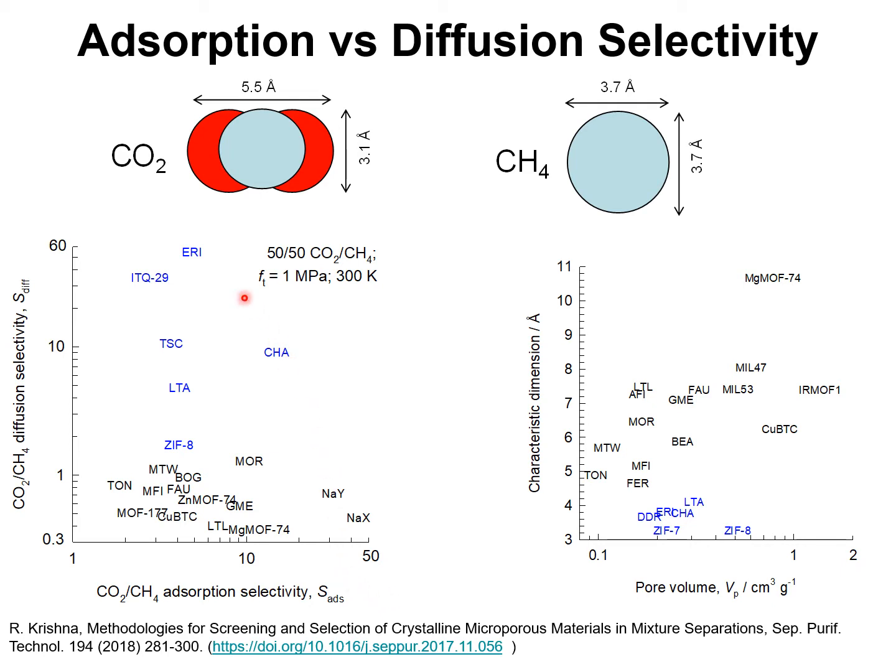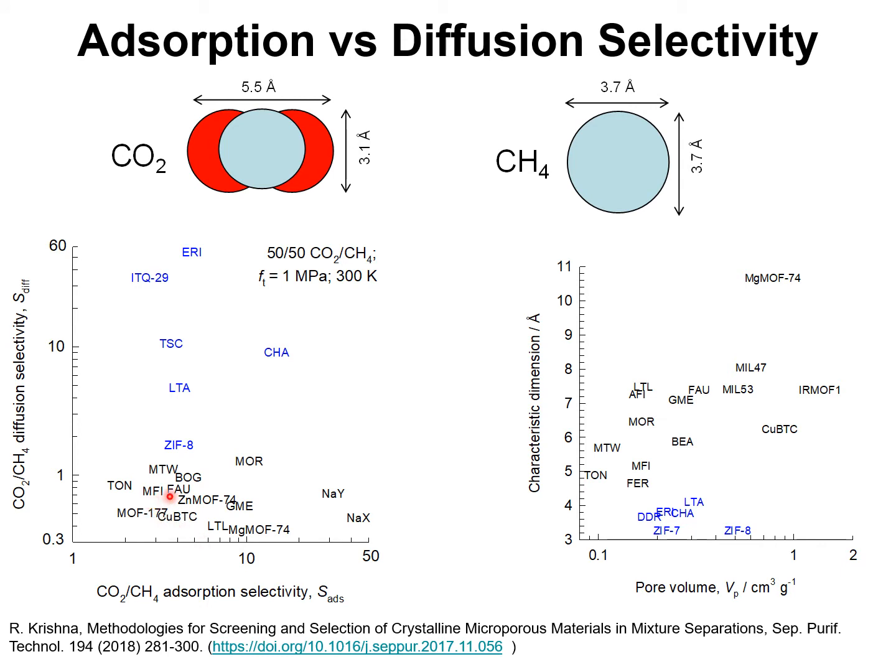It is immediately clear that there are two classes of materials. The materials that are colored in blue have diffusion selectivities larger than unity, and also adsorption selectivities larger than unity, which is desirable because adsorption and diffusion go hand in hand.